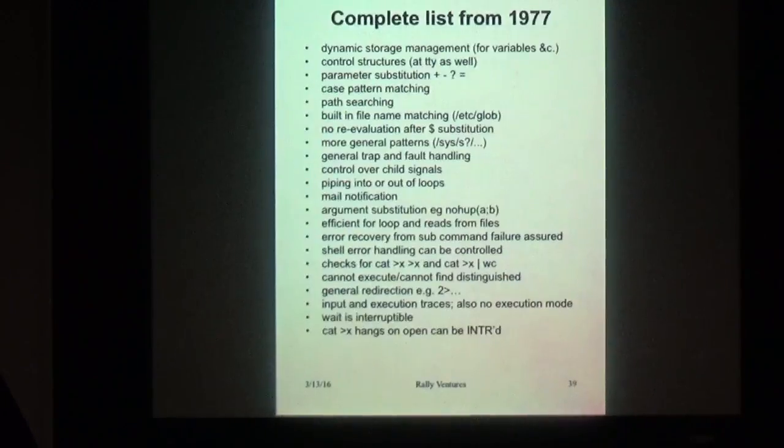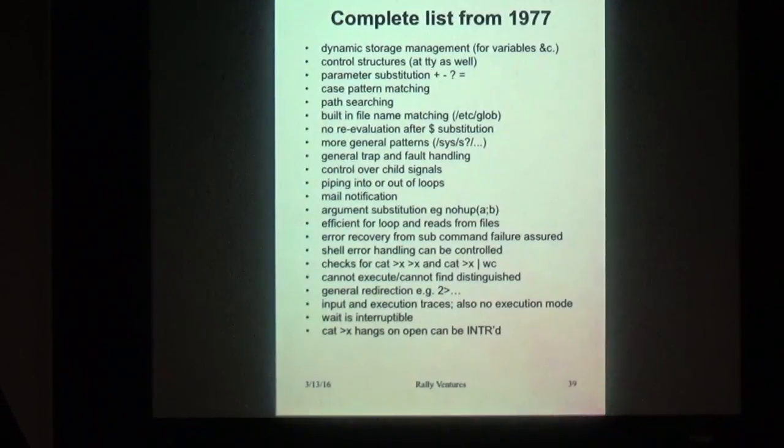And then just to give you an example of the amount of detail, this is actually a short list. The actual real list is a lot longer than this, as you'd expect. And these are all the kinds of things, the corner cases that we were working on. So we put in dynamic storage management variables, a bunch of changes to parameter substitution, the case pattern matching. You can see this list, and as I say, this is just a list from 77 of all the things we changed.